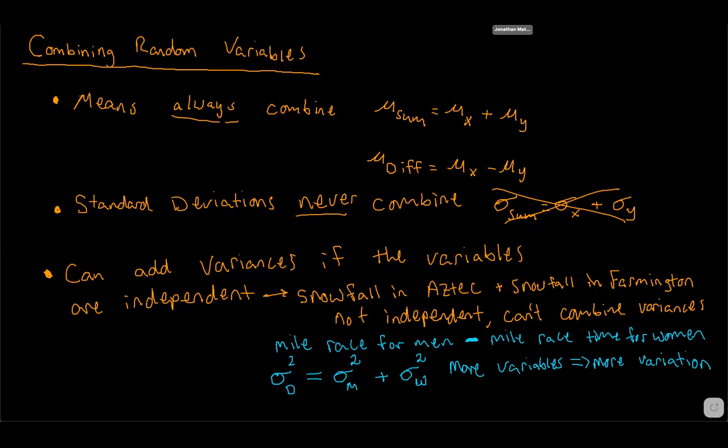Means, it doesn't really matter. You can always combine them, either by adding or subtracting. Standard deviations will never combine. We can't do that. But what we can do is add variances, so long as we have a situation like this where the variables are independent. If they're independent, again, you can only add. You're never going to subtract variances. And then you answer that question, why? More variables inevitably leads to more variation. Okay, so let's use these three things to answer some problems where we are combining random variables.